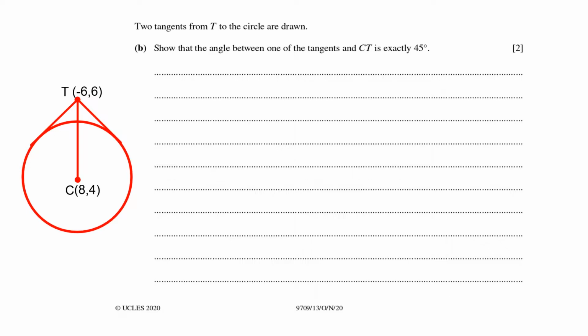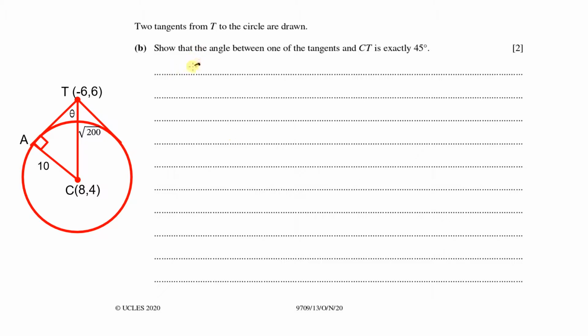Now, if you look at this triangle here, we know that AC is the radius of the circle, and that's 10. And we also obtained CT from part A to be the square root of 200, which was 14.1. So we can actually, with this right angle triangle, work out this angle here, which is the angle between the tangent and CT. So let's call this angle theta.